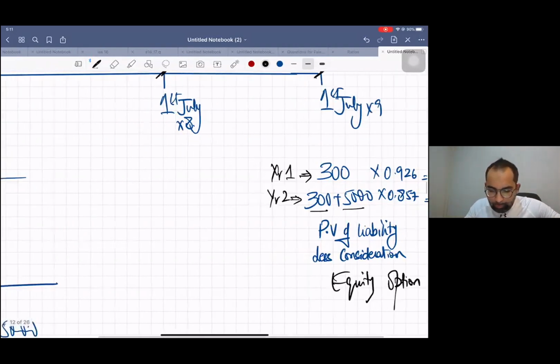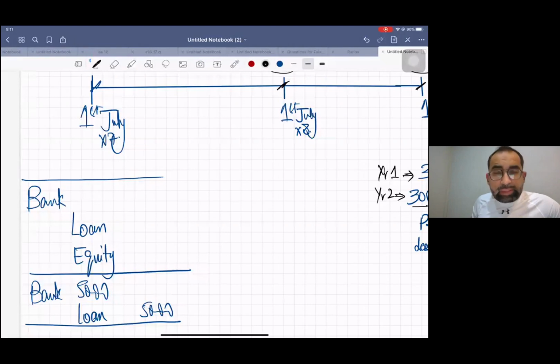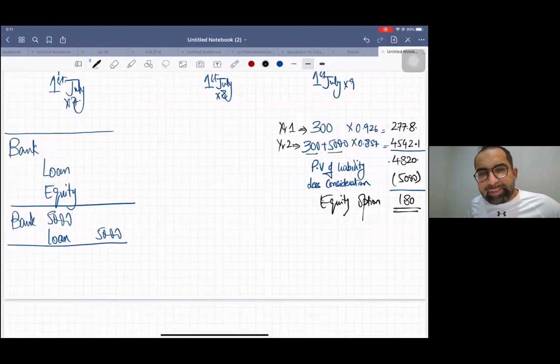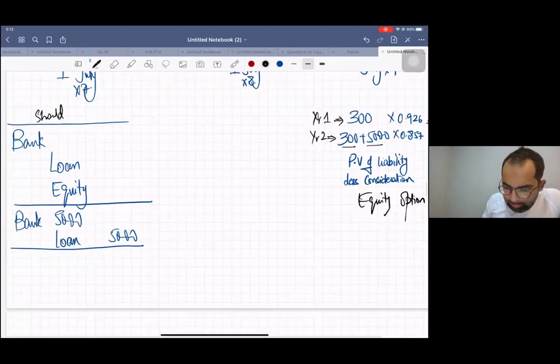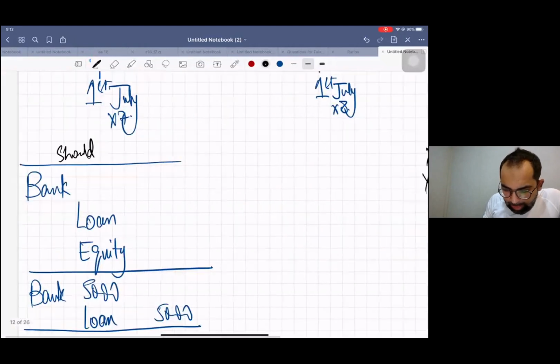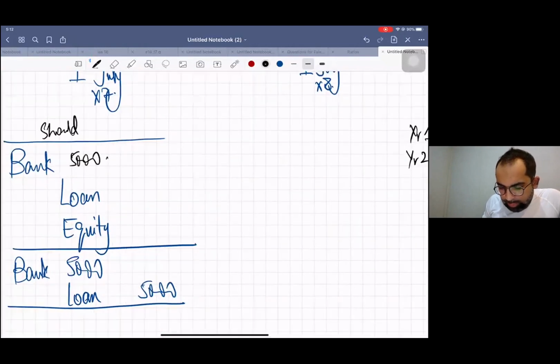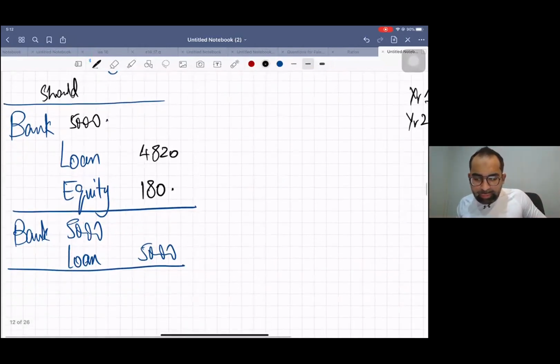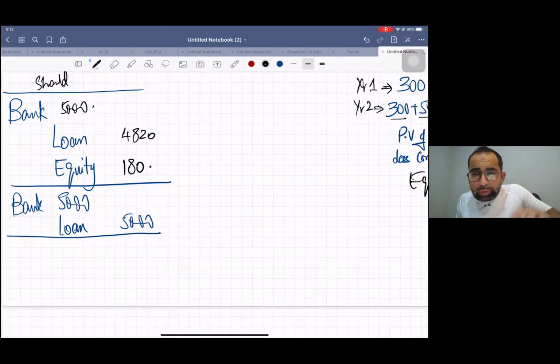Now let's do the accounting using 3 steps. I hope you remember the basic accounting. What entry should have been made on day 1? See, debit bank 5,000, credit loan 4820, and credit equity 180. This is the entry the accountant should have made.